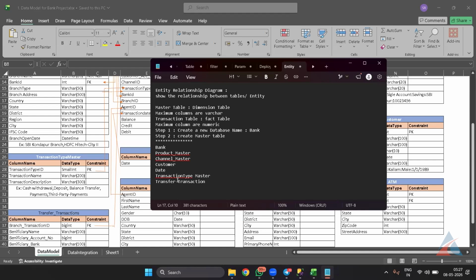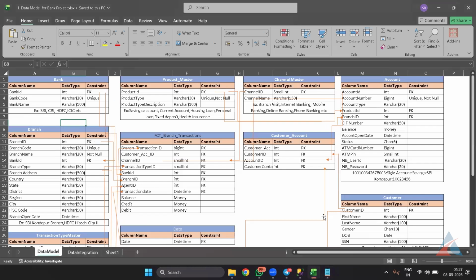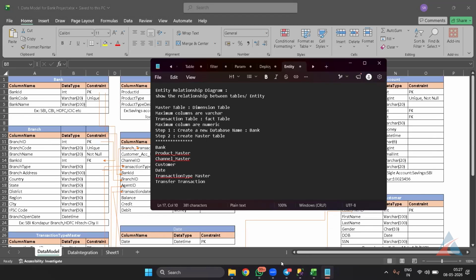So are we creating just the bank table, or whatever you're showing on the notepad, product master, channel master, all that? We need to create a new database, and the name is bank. Okay, the database name is bank. Inside the database, we need to create a table called bank. Okay, that's it for now, right? Or you need to create all these tables, and the structure is given in the Excel file now. Got it.